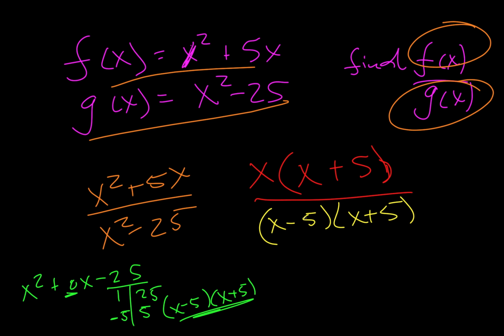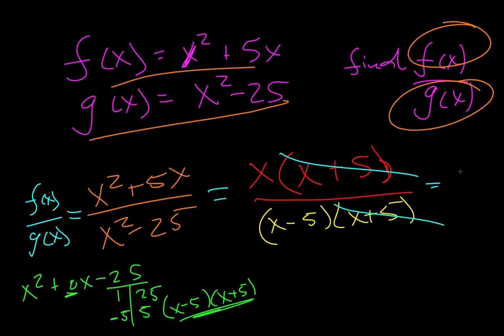Okay, once we have all that stuff factored, here I'll even fill this out. Once we have this factored, we have an x plus 5 and an x plus 5, so let's cancel. And so what's left is x over x minus 5. And that's all you have to do on that one.